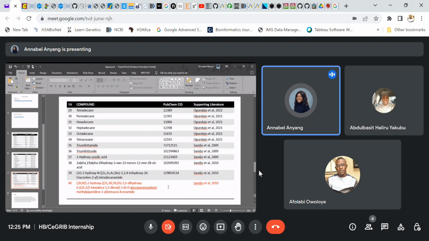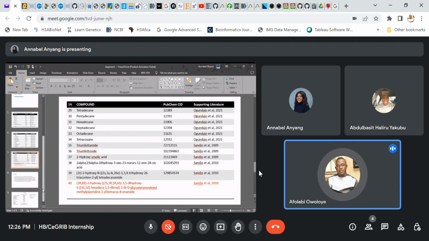The 40th one I'm having trouble with because of how complex it is. I'm having trouble locating the structure, and I was trying to troubleshoot how I can draw the structure and put it into software that can transform it into an SDF file. But that's a question I was going to ask later.